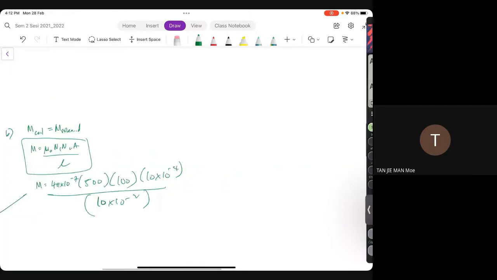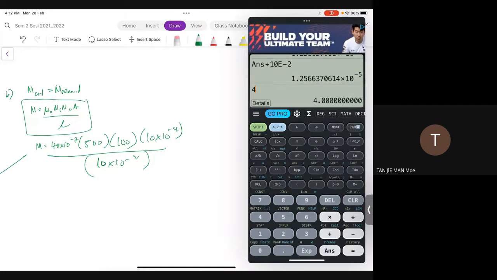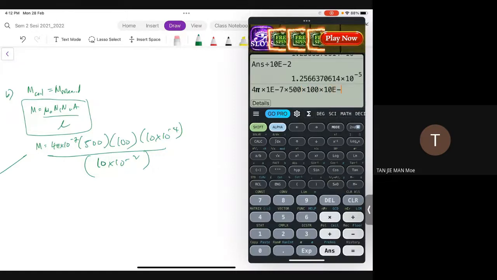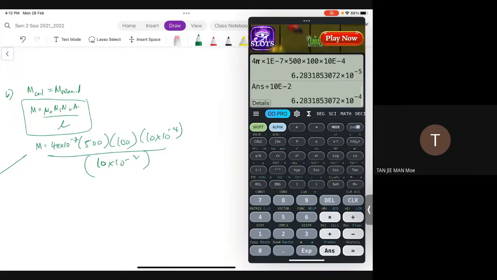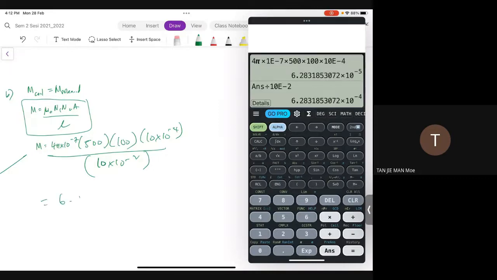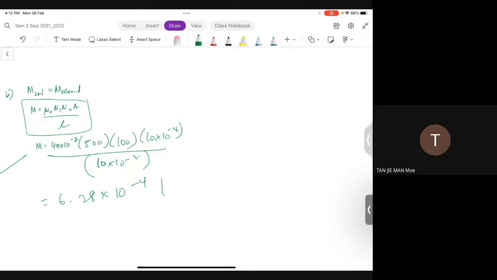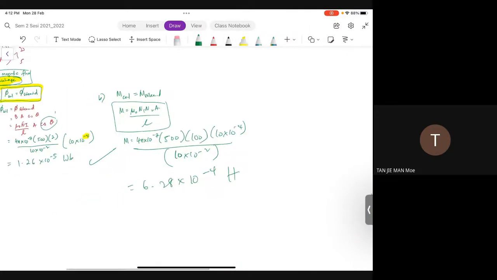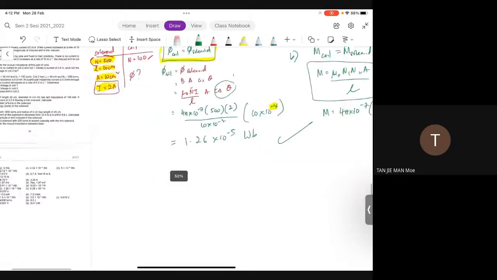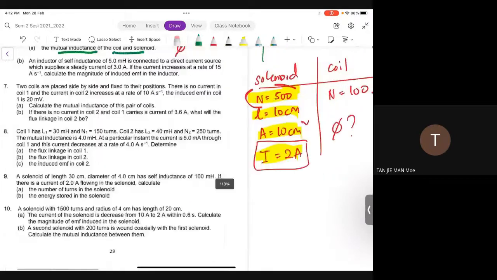Okay. So you guna je calculator. 4 pi times 1 exponent negative 7 times 500 times 100 times 10 power of negative 4, divide by 10 power of negative 2. So I get my answer 6.28 times 10 power of negative 4. And the unit is Henry. Kena ingatlah unit dia adalah Henry. Okay, senang je ni. Kita masuk kepada soalan number B.